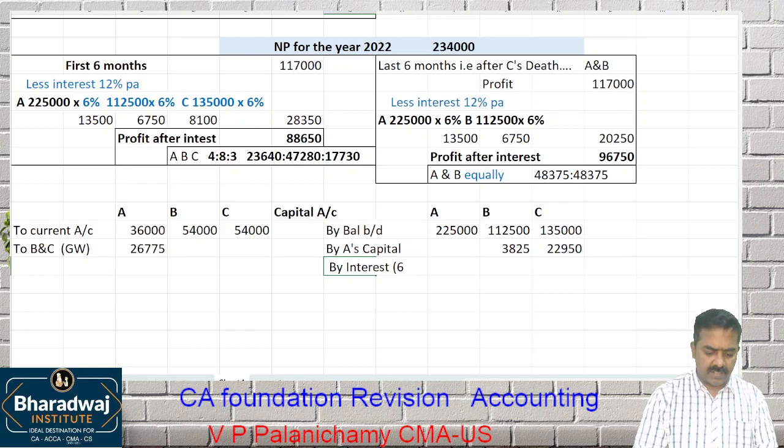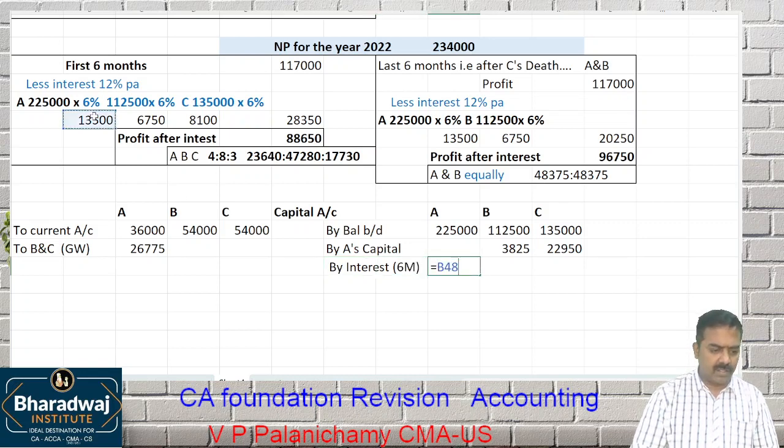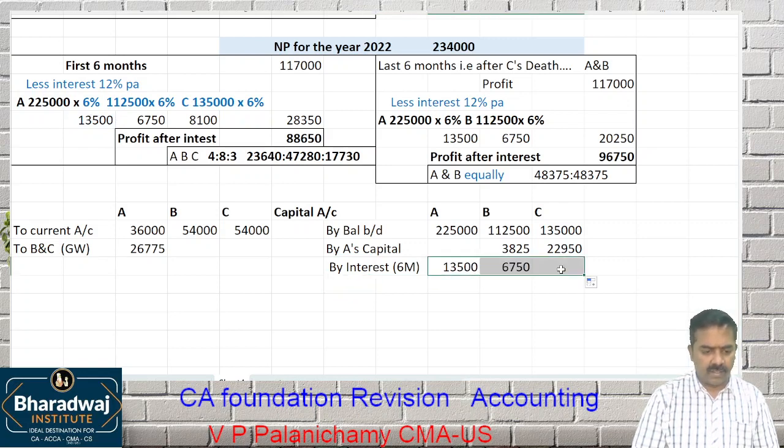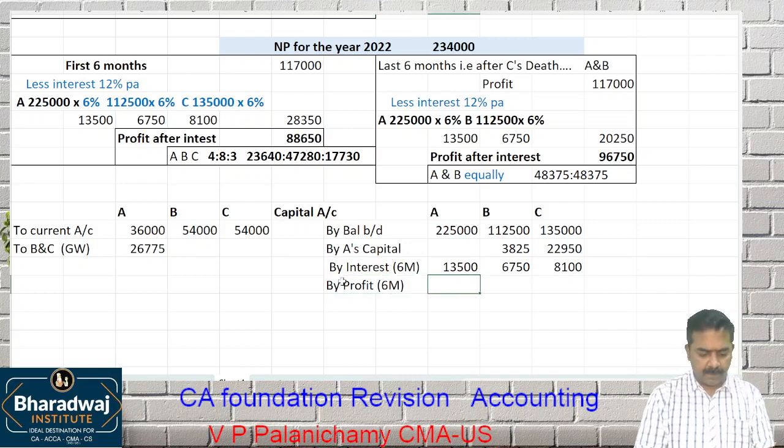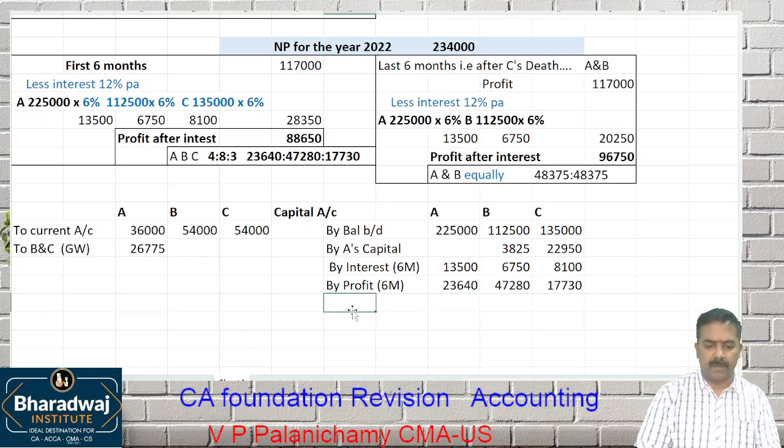In the first 6 months, interest. What is the 6 months interest? This one, 13,500, 6,750 and what? 8,100. By profit share for the first 6 months. What is the profit share? 23,640, 23,640, then 47,280, then 17,730, 17,730.